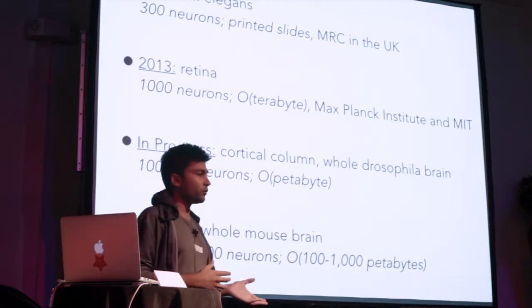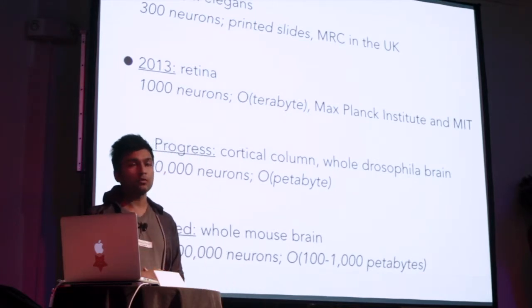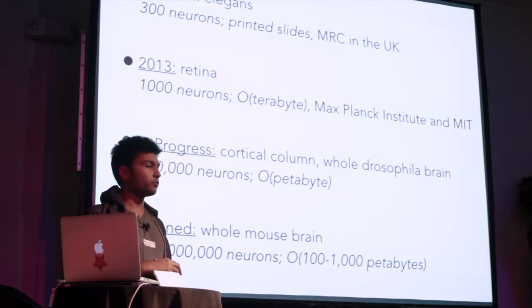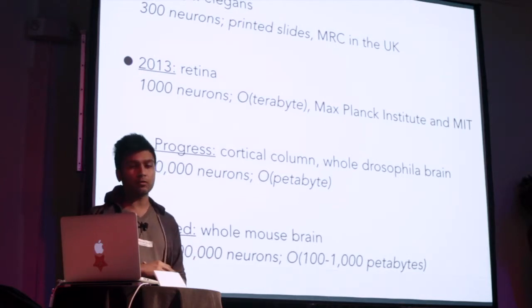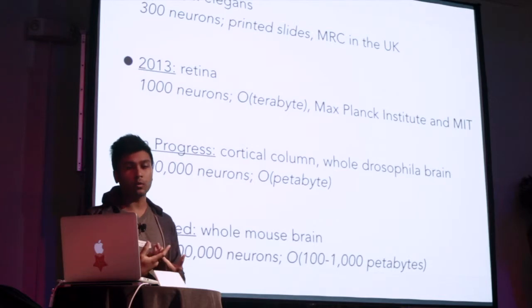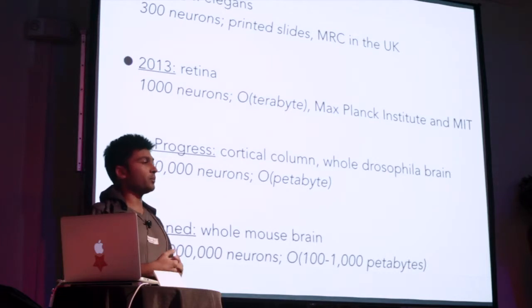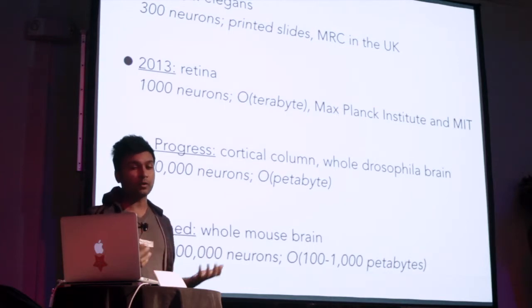More recently, this sort of study has been revived using much more help from computers. For example, a group from MIT and the Max Planck recently did a study of the retina. That was about 1,000 neurons that was reconstructed. In progress are even more ambitious studies related to reconstructing a cortical column or a whole Drosophila brain, which would be on the order of 100,000 neurons. And some really ambitious people, like Winfried and his colleagues at the MPI, are trying to design microscopes to do even a whole mouse brain, right?